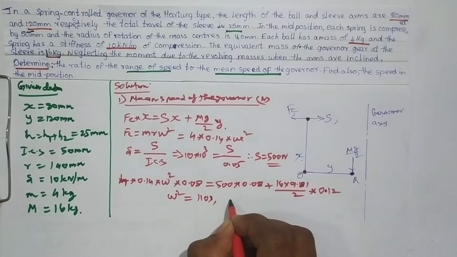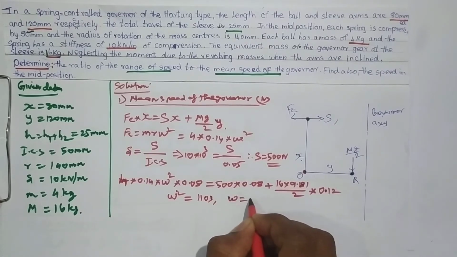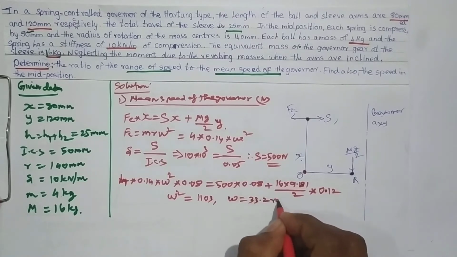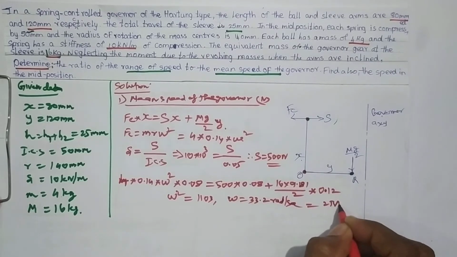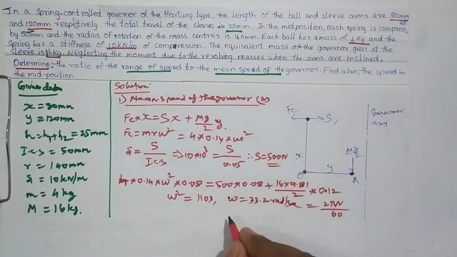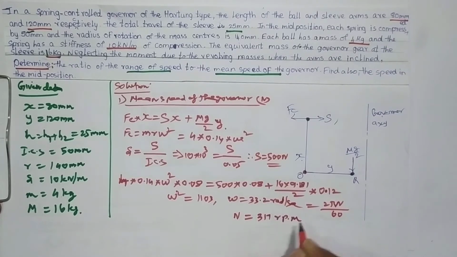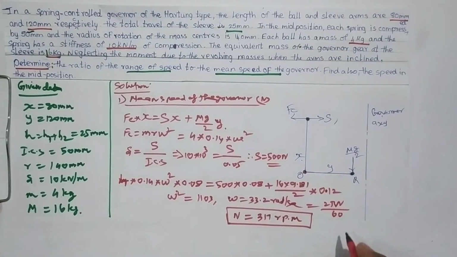From that you should find out omega equal to 33.2 radians per second. So that is equal to 2 pi n divided by 60. So now find out n, which is 317 rpm. You are getting that, right? So the mean speed, another formula is n is equal to n1 plus n2 divided by 2. So another formula is n1, right?